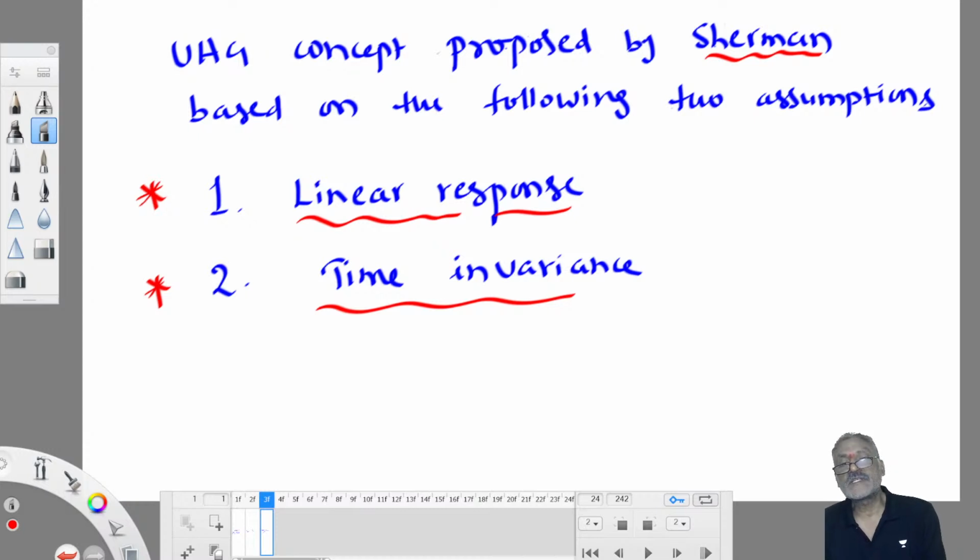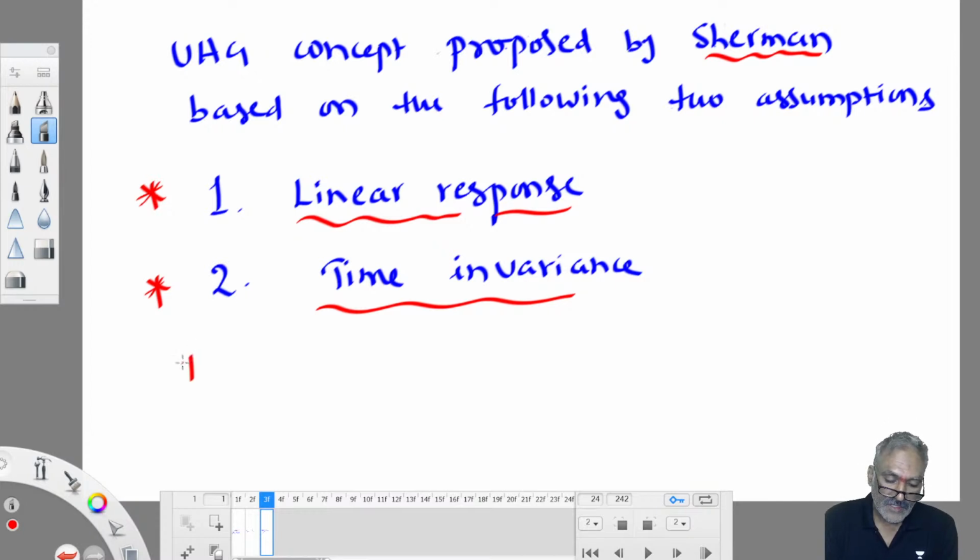A real storm produces a peak discharge at some 6th hour or 7th hour after the commencement of the storm. That imaginary storm representing 1 centimeter runoff also produces the peak at the same time. That's called time invariance. So the linear response and time invariance assumptions allow us to work out so many things related to real storms. So we can travel from real storm to imaginary storm to real storm.